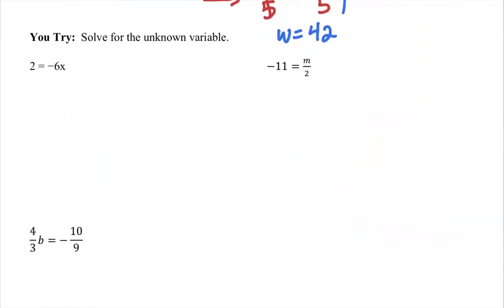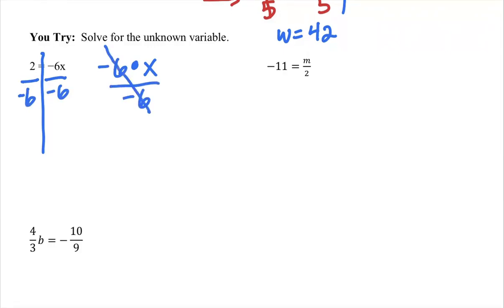Next one, 2 equals -6 times x. So this one's a little different just because the variable's on this right side and it works the same way. So your eyes are looking at the right side. -6 times x. I'm just going to emphasize that these are connected by a multiply. The way we undo a times is by dividing. And I am dividing by exactly what's in that numerator.